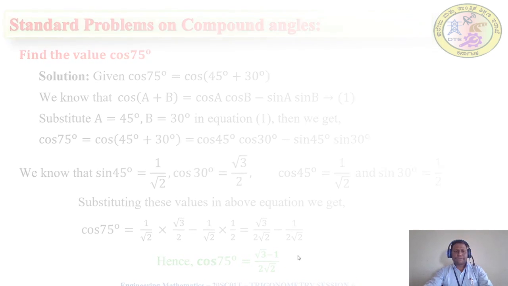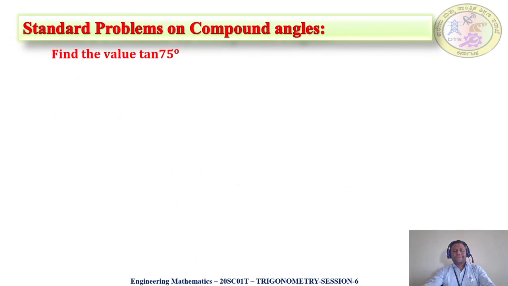These two problems are of the same kind. The only thing is, with the first problem we have used sin of A plus B formula, and in the second problem we have used cos of A plus B formula. Now similarly we are finding the value of tan 75 degree here.